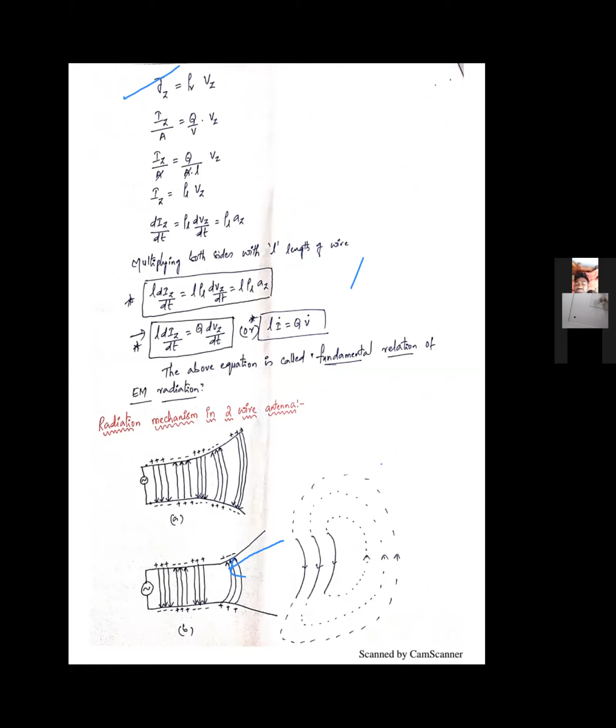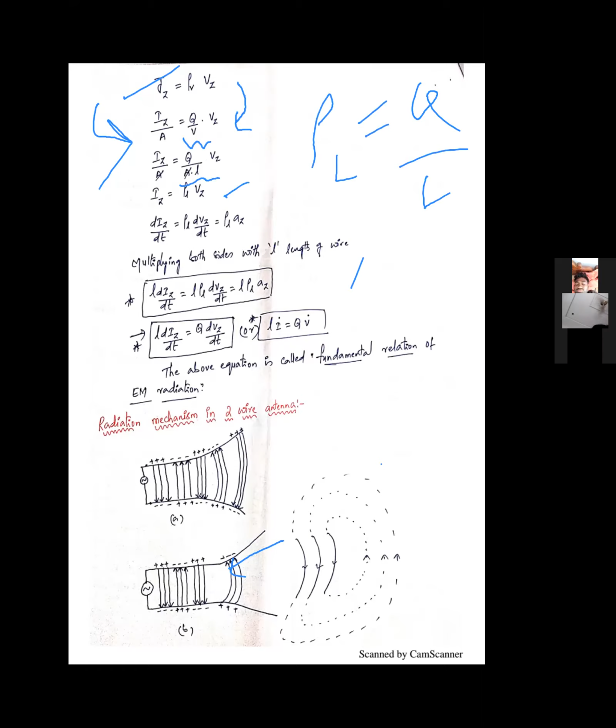Now current density is nothing but current per unit area. I wrote it as Iz by A. Volume charge density can be written as Q by V. And this Vz I have written as Vz only. For this volume, I am writing it as area into distance. Now I am cancelling area on both sides. Now this becomes Iz is equal to Q by L into Vz, where Q by L is called line charge density. That I am writing as rho L, equal to Q by L. You can see it here.